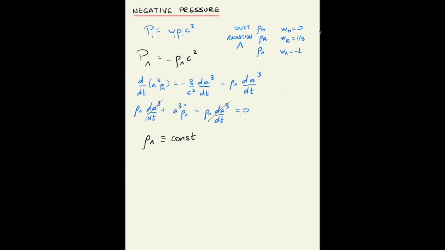This fluid, if its density remains constant as the universe expands, seems to be a property of space. This is why one of the interpretations of dark energy is vacuum energy, a property of space. As we get more space, we get more of it, so the density is constant.